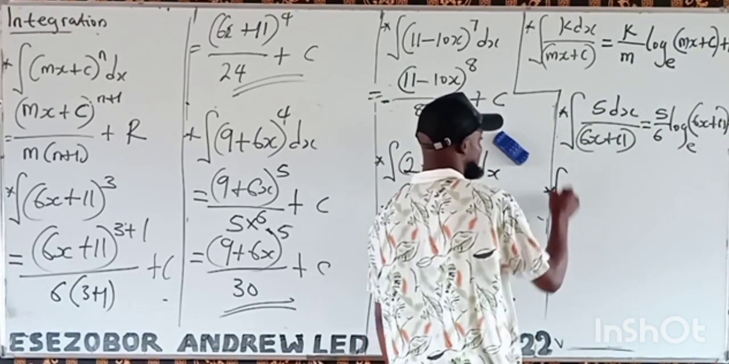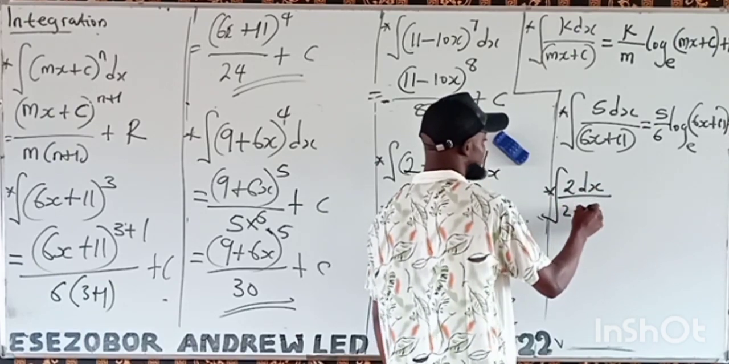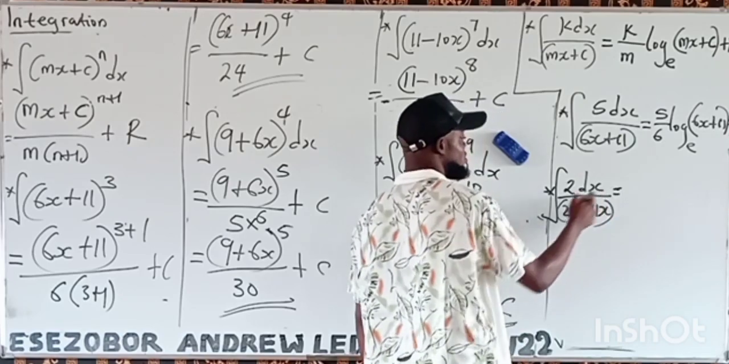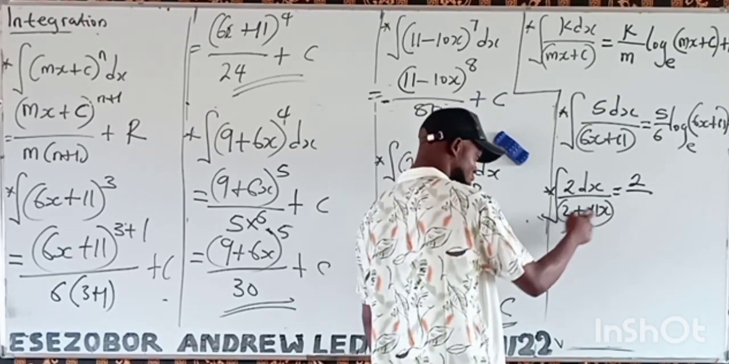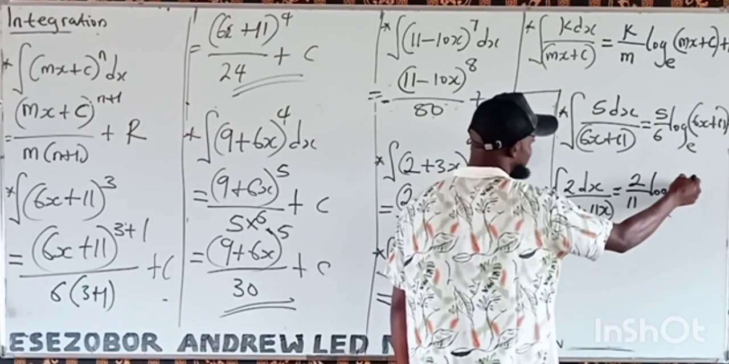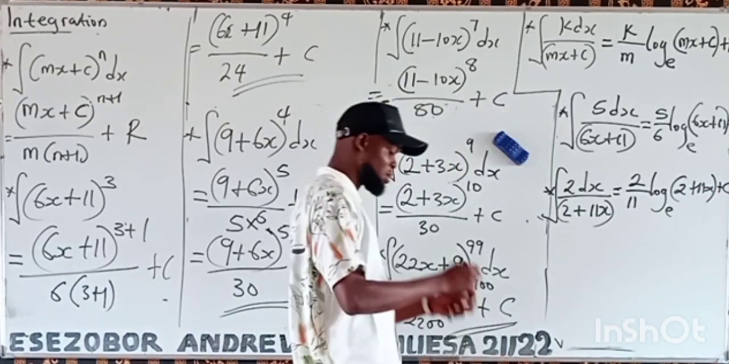Now I have integral 2 dx all over 2 plus 11x. What will be the answer to this? The answer will be 2 over, what's the coefficient of x here? Is it 2 or 11? It's 11. So 2 over 11 log e of 2 plus 11x plus the integration constant, which is c.